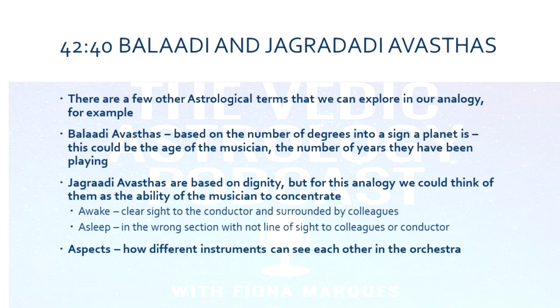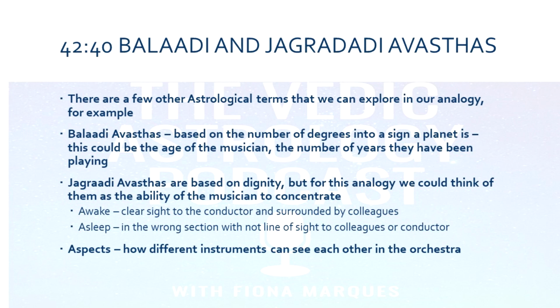Okay, now there are a few odds and sods that we should wrap up here in the analogy. Maybe we could just touch on things like the Balaadi Avasthas. They're based on the number of degrees into a sign a planet is. And this could be like the age of the musician or the number of years that person has been playing. And the Jagradadi Avasthas are based on the dignities. But for this analogy, we could think of them as the ability of the musician to concentrate.